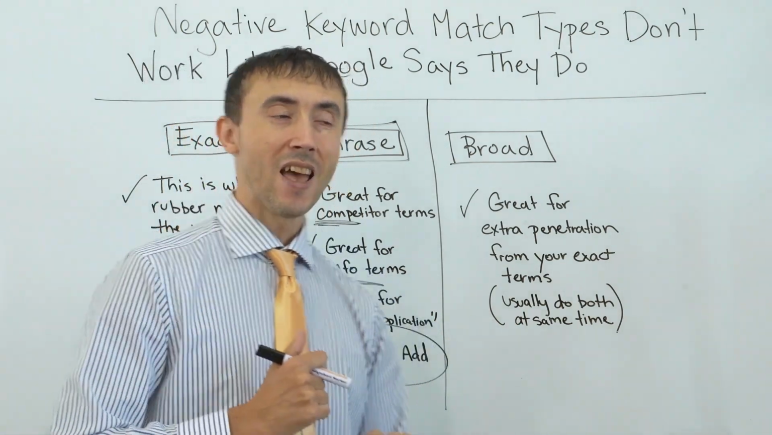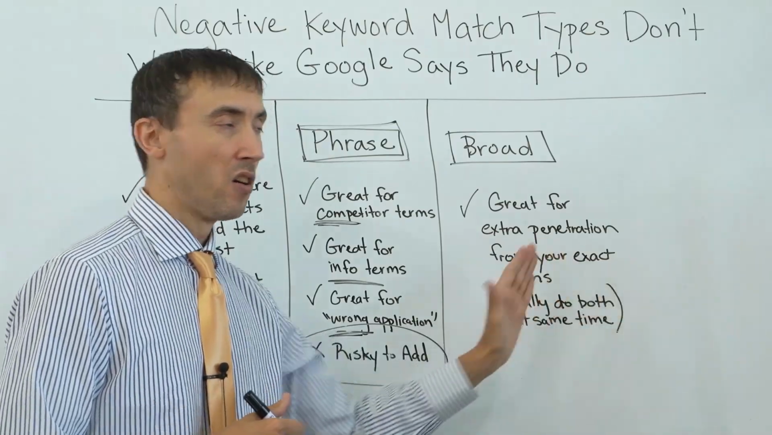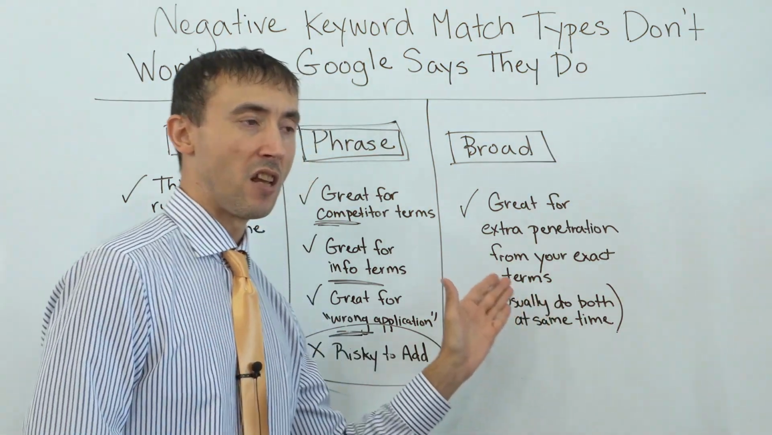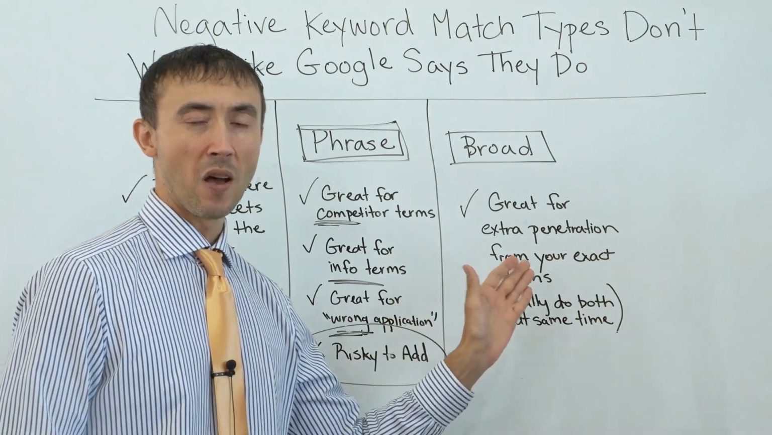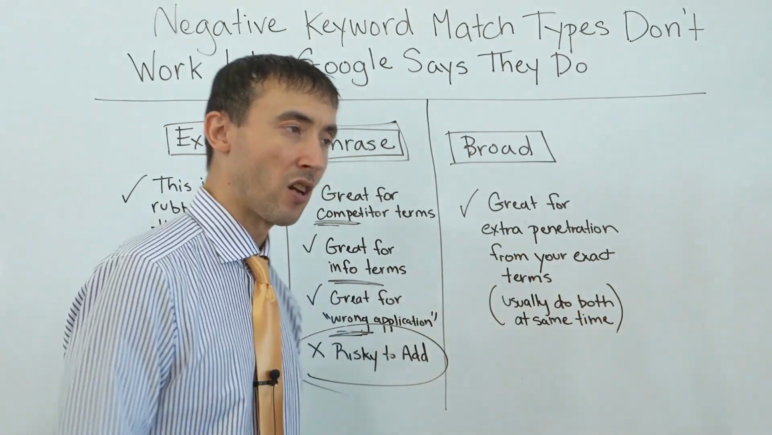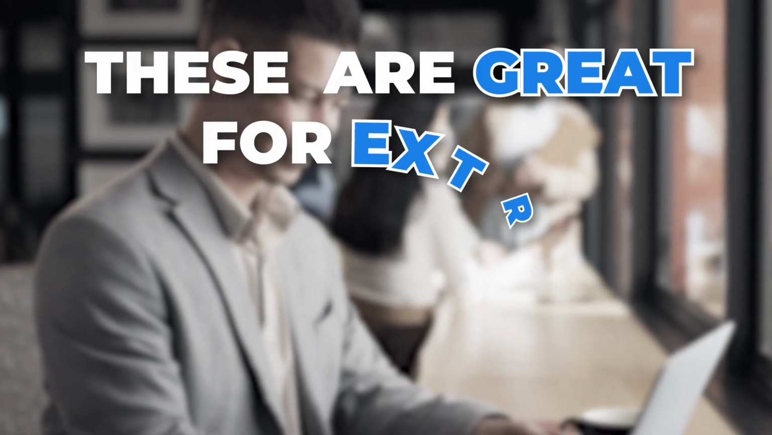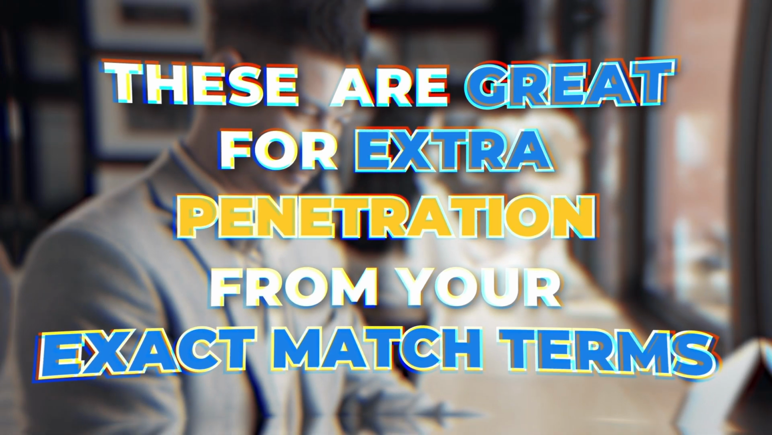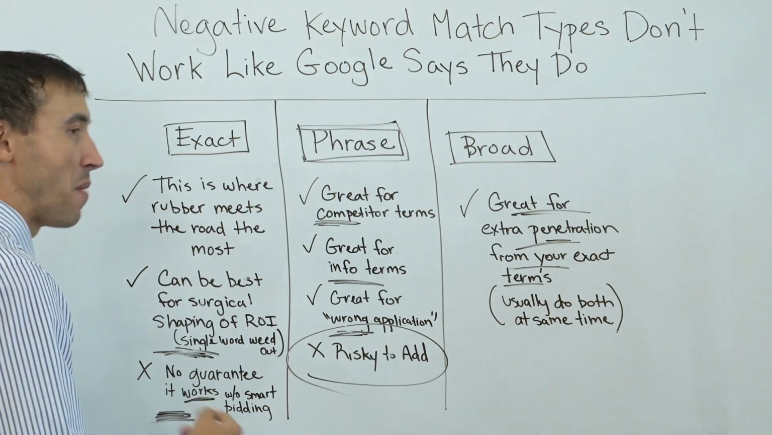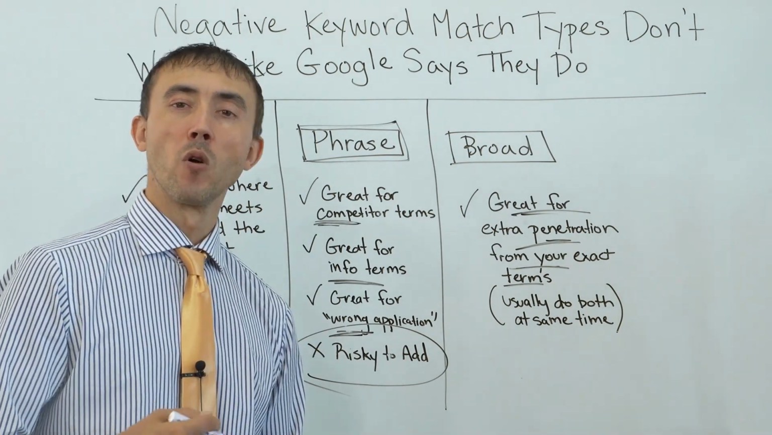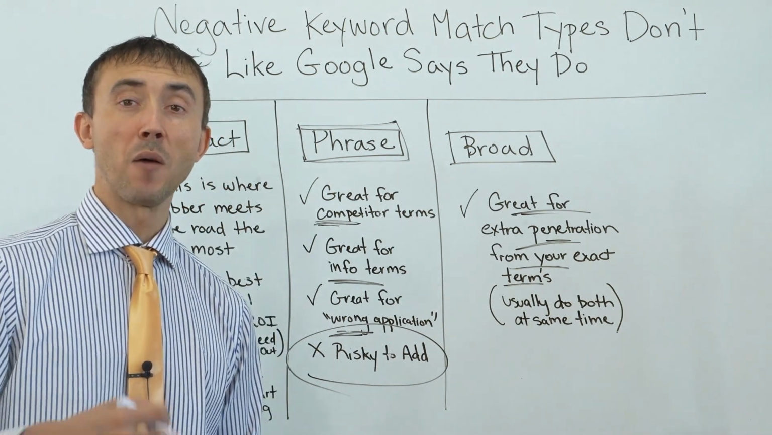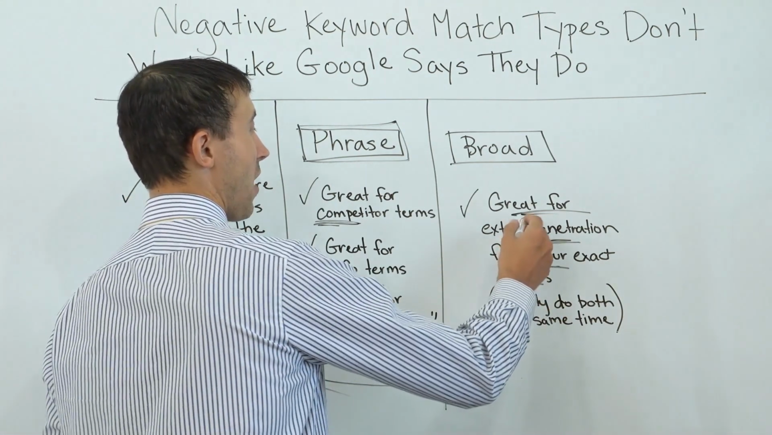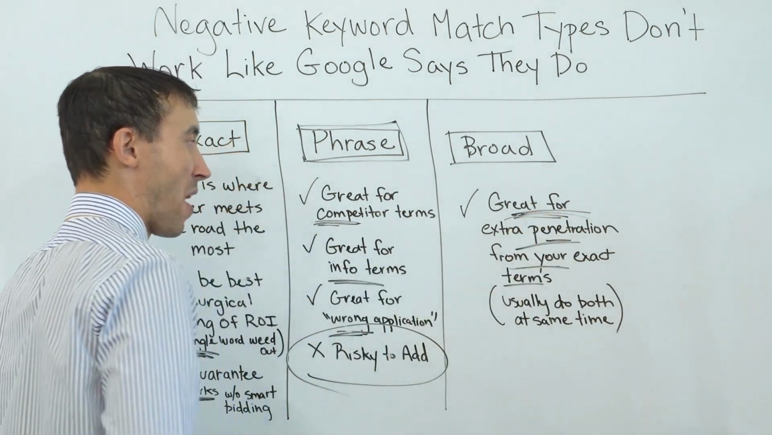So with that said, in terms of broad match, now going into broad match negative keywords. The reason why you primarily use broad match negative keywords, and this is not just what I do, most agencies do it the same way, is that these are great for extra penetration from your exact match terms. Like I was mentioning before, if you add a negative keyword in exact match, maybe Google pays attention to it, maybe they don't, more so if you are using smart bidding and proper high-level conversion tracking with it. But you'll get extra penetration from that negative keyword you added.